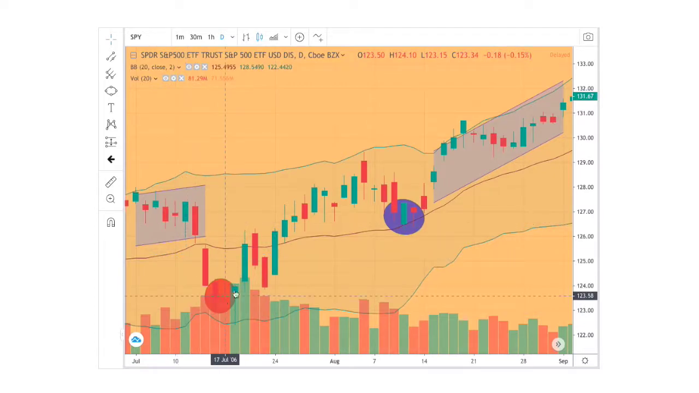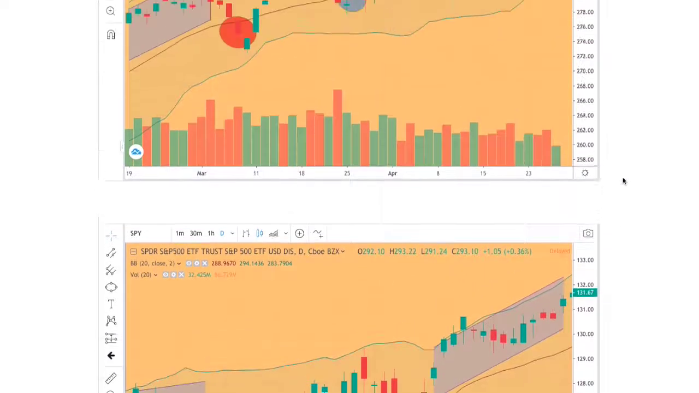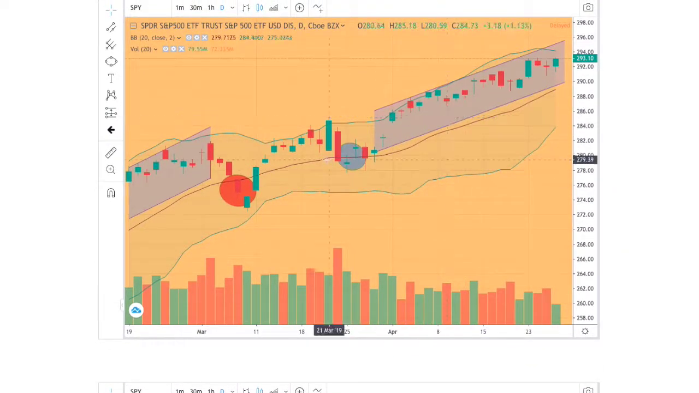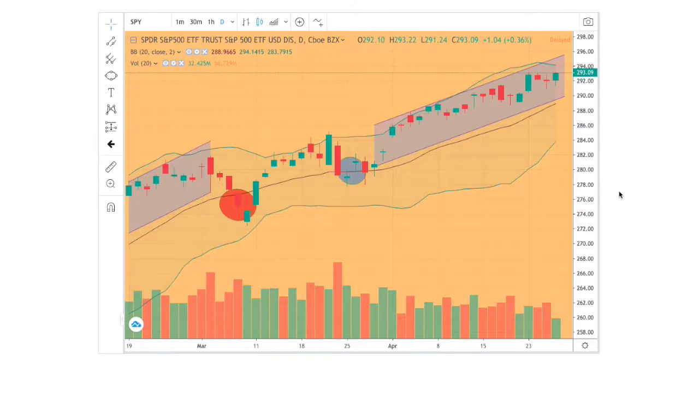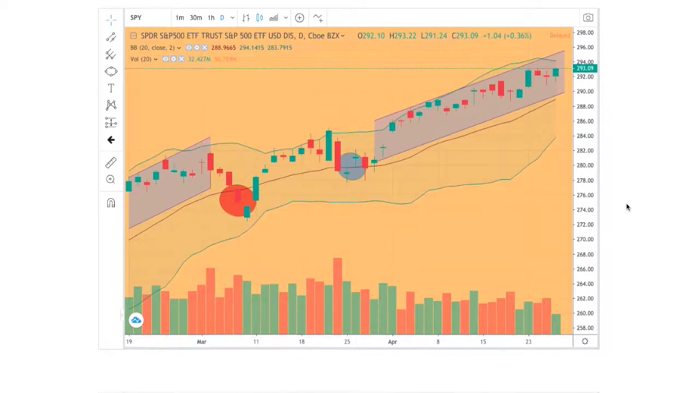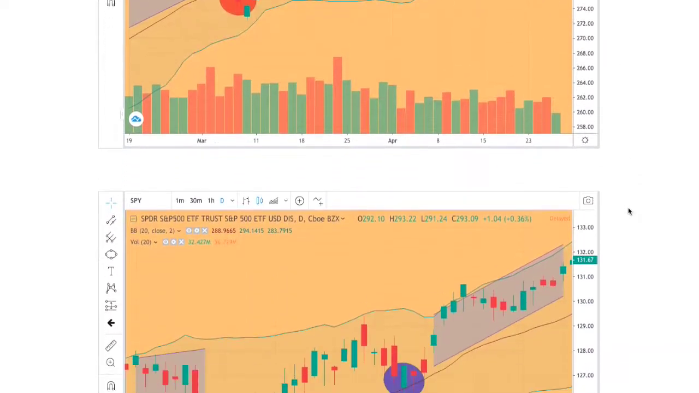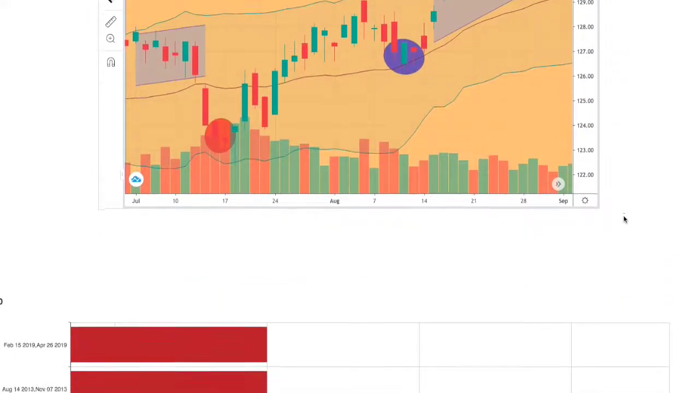So we have 1, 2, 3, 4 points. We have 1, 2, 3, 4 points that are identical. So if the trends are similar, there's reason to believe the forecast will be similar as well. So let's check the forecast model.